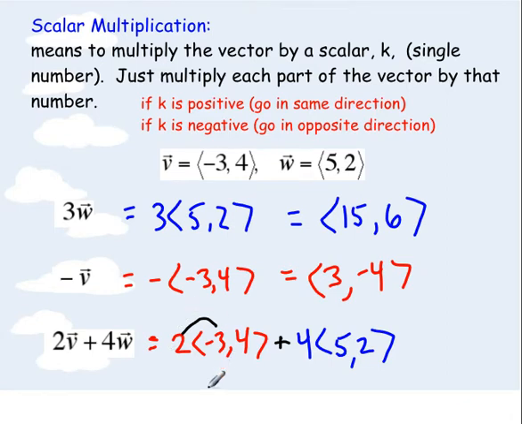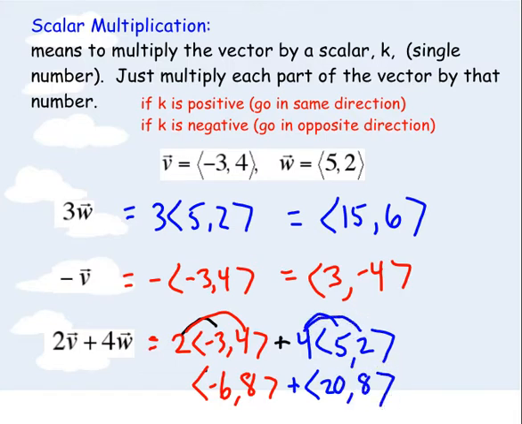Just distribute the 2 through, and here I'll use red, you would get a negative 6, and then distribute the 2 through, you would get an 8. Same thing with the blue one, 4 times 5, you get 20, 4 times 2, you get 8. Now we're just going to add up the x components, and we're going to add up the y components. So add up these two x components, we're going to get 14. And then add up the two y components, and we get 16.